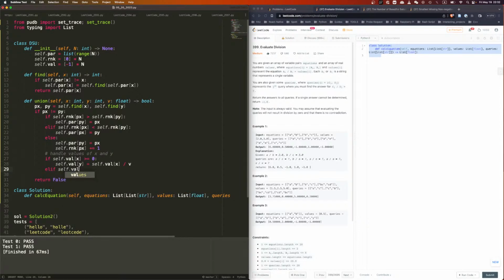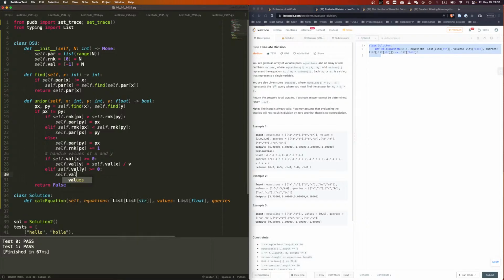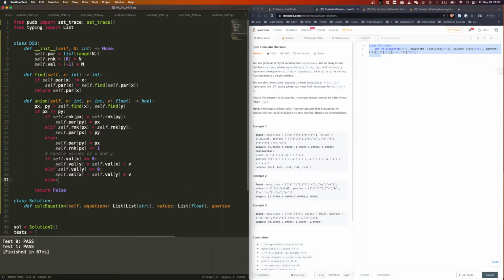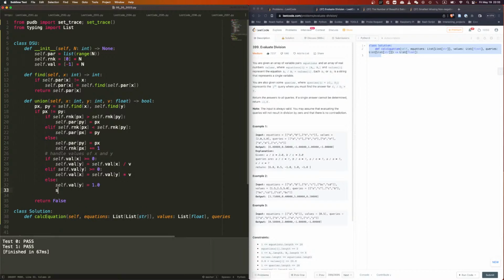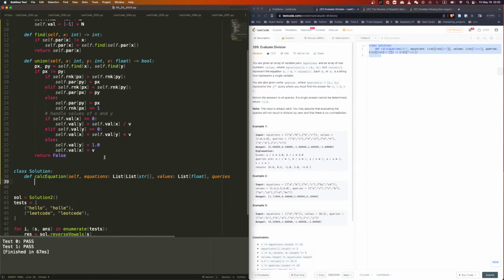If self.value y is larger than or equal to 0, then self.value x shall equal self.value y multiplied by v. Else none of them, right? Neither has been defined. Then we simply define y equals 1 and self.val x equals v. So that's how we handle it. Then we can just go through equations and values.